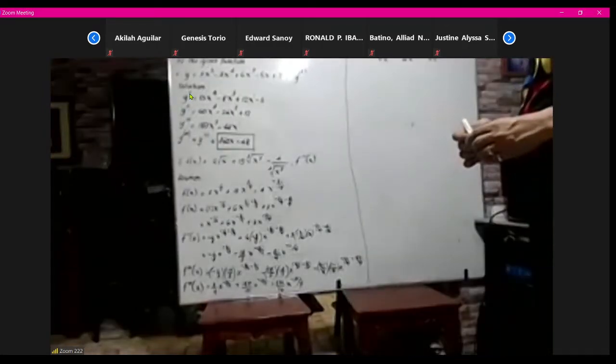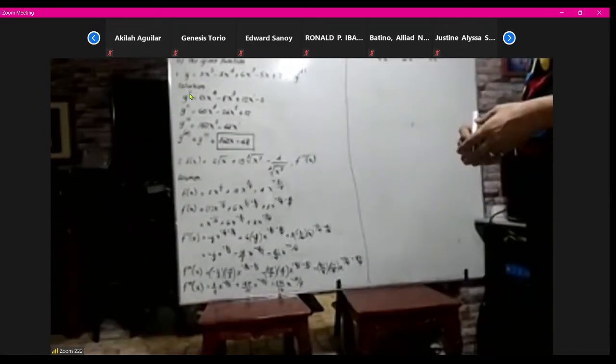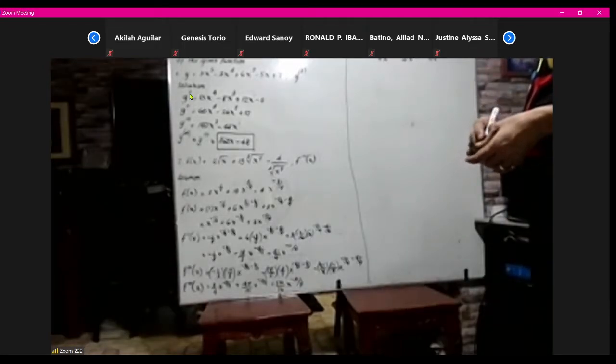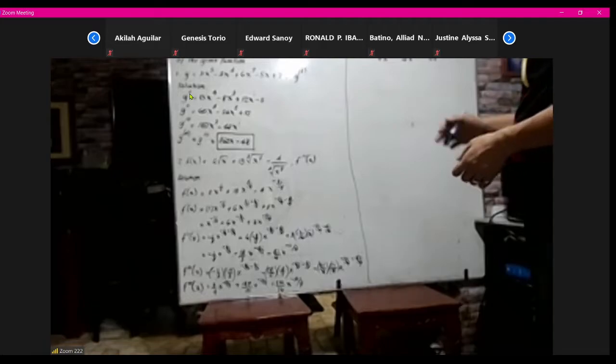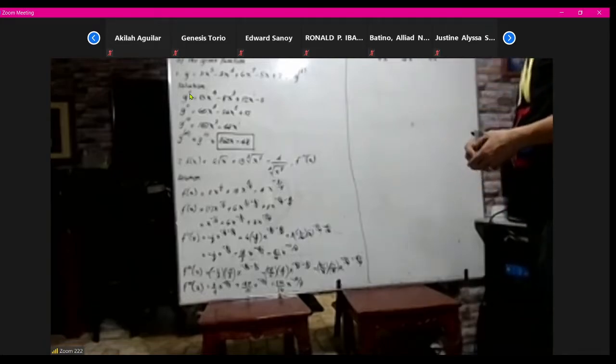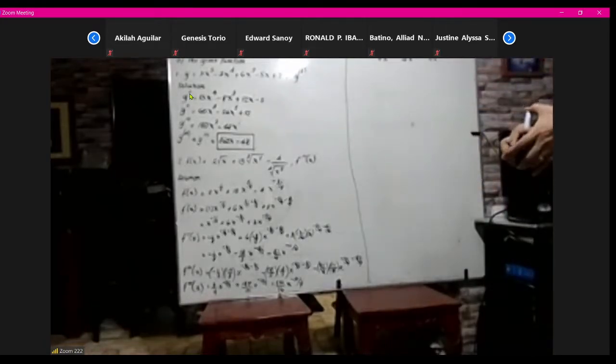Okay, so the answer is 3 over 4 x raised to 5 over 2 plus 144 over 25 x raised to 13 over 5. And the last one is positive 231 all over 16 x raised to 15 over 4.